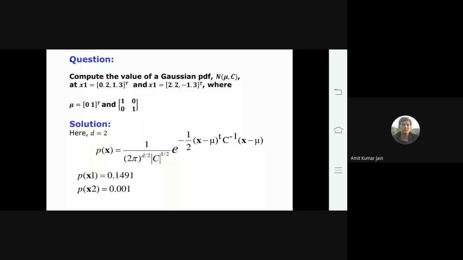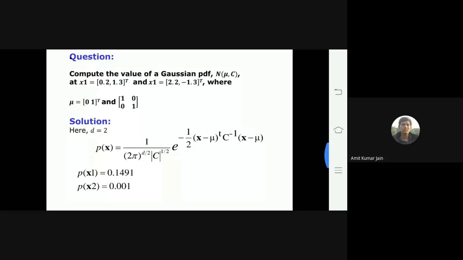A particular point x1, and given a value mu and sigma. Sometimes it is called a covariance matrix. In some books the notation is capital S. In some papers you can find the notation of the covariance matrix as capital C, and sometimes it is capital sigma. So here, as you can see, 1 0 0 1 is nothing but a symmetric matrix, as well as an identity matrix, right?